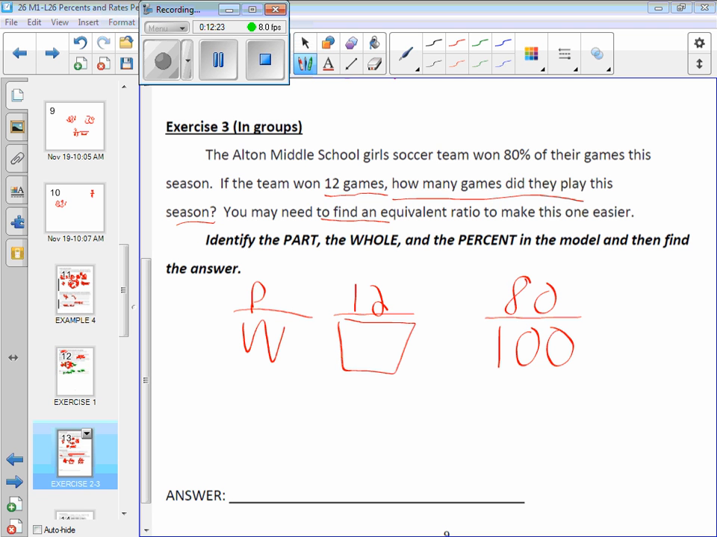Do you need to scale down? Can 12 go into 80 evenly? No. We're going to need to scale down, and it's a tricky one because in order to do it, you have to actually go all the way down to the value of the ratio.